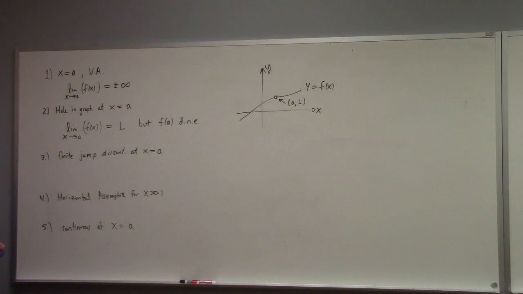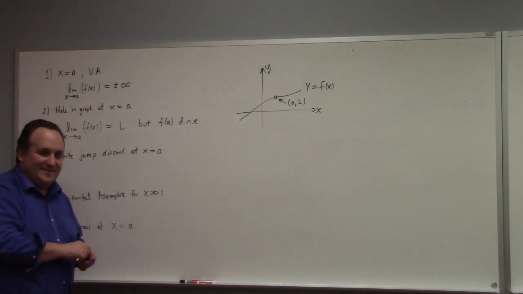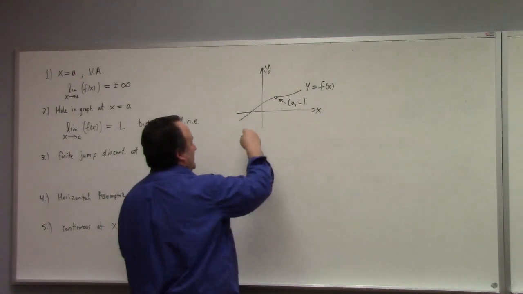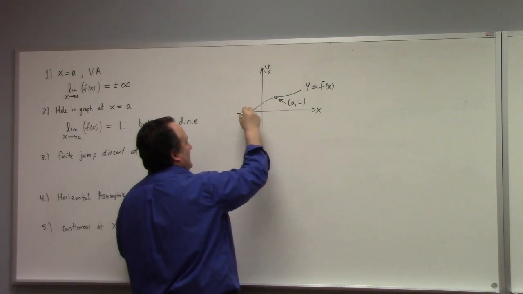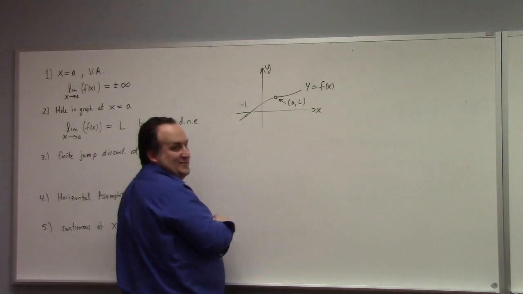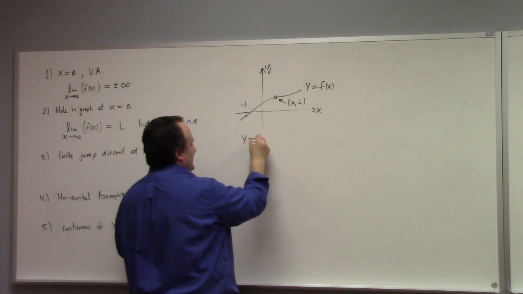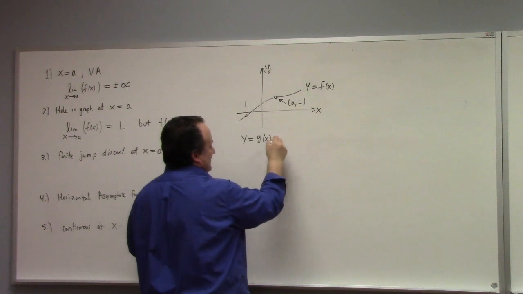Do you guys know how to put a hole in the graph anywhere you want? Suppose I want to put a hole in y equals f of x right here, let's say at minus 1. What I can do is I can do y equals g of x, and my g of x will get this, watch this.